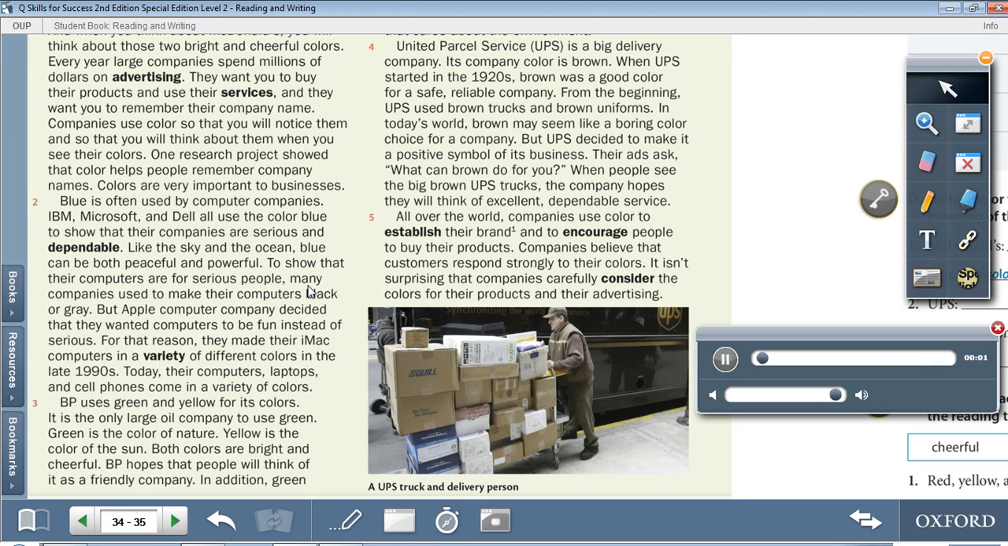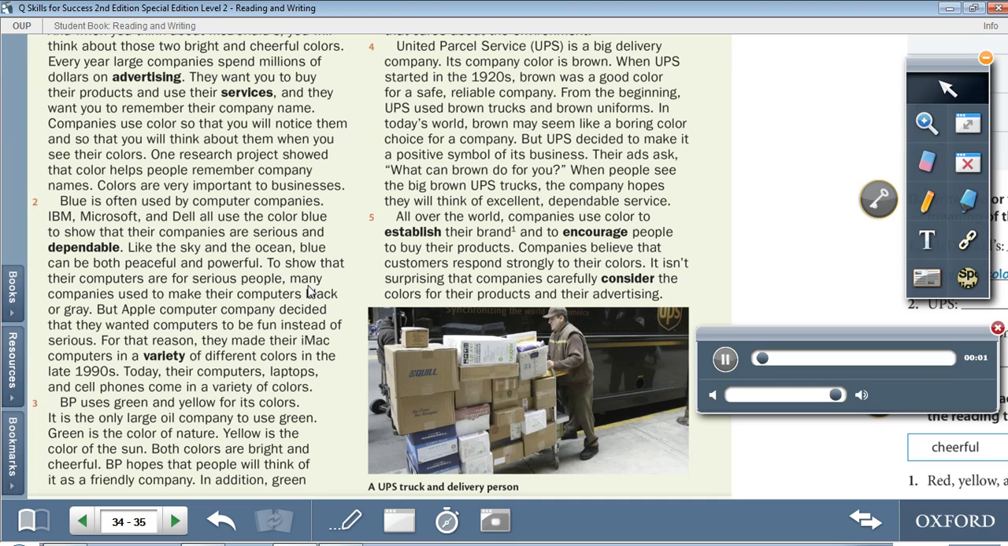To show that their computers are for serious people, many companies used to make their computers black or gray. But Apple Computer Company decided that they wanted computers to be fun instead of serious. For that reason, they made their iMac computers in a variety of different colors in the late 1990s. Today, their iPods come in a variety of colors.